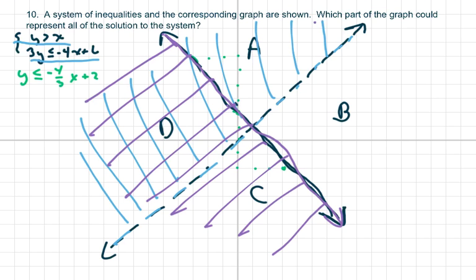So it says, which part of the graph could represent all solutions to the system? Well, that would be D. So D is your answer.